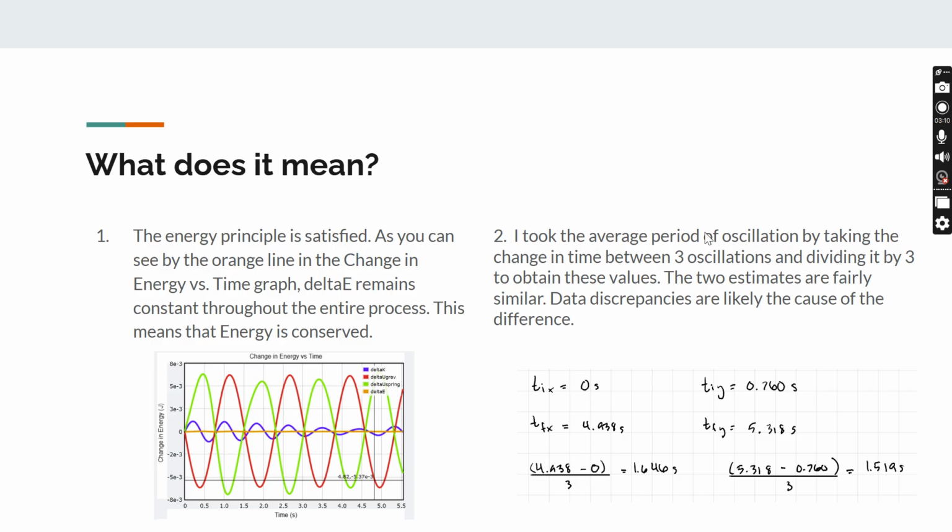Then two, to find the oscillations using the X and Y data, I took the period of oscillation by taking the time between 3 oscillations and dividing it by 3. And the two estimates are fairly similar. As you can see, the X oscillation time was 1.646 seconds, and the Y was 1.519 seconds. And these data discrepancies are likely the cause of the difference.